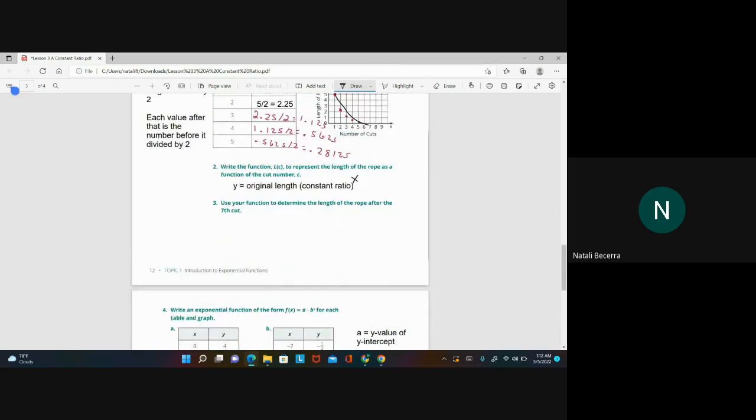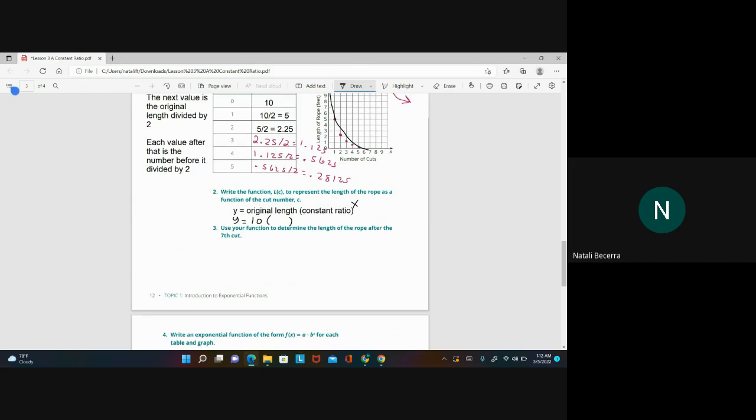Number 2, write the function L(C) to represent the length of the rope as a function of the cut number C. So she said y equals the original length, and then parentheses, constant ratio to the power of x. So my original length here was 10, right? 10 feet. My constant ratio, let's see. I'm going to do 5 divided by 10, and that's 1/2. Because remember, you do y2 divided by y1. So that's 1/2 right here to the power of x. So that's my equation.